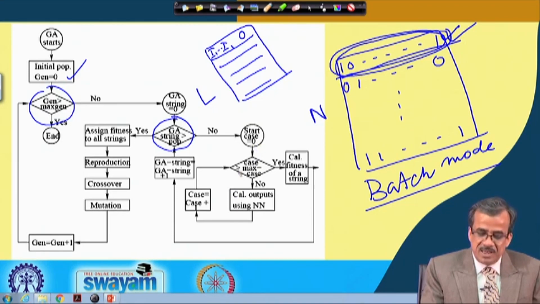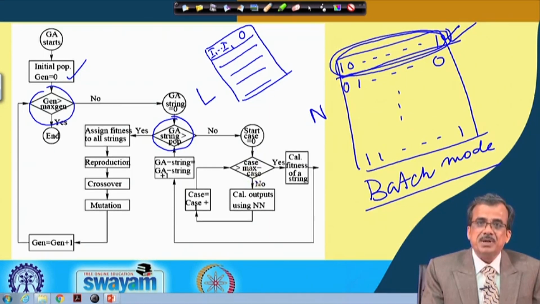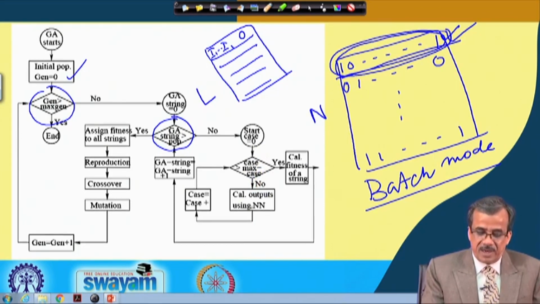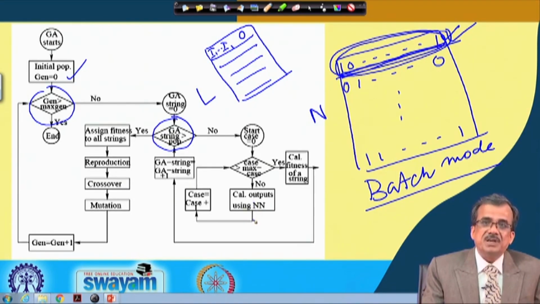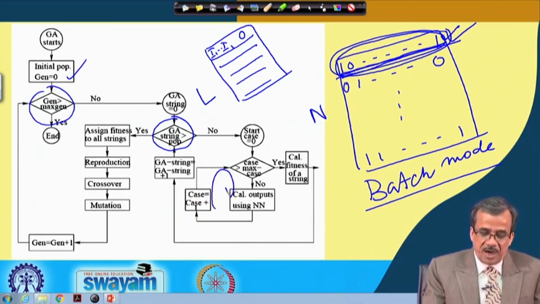For example, here I have a check whether the training case is greater than the maximum case, that is the maximum number of training scenarios. Now, if it is no, then we calculate the output of the neural network. As I told, this neural network is indicated by this particular GA string. So, we will be getting the output of this network and we use case equals to case plus 1. That means I am just going to pass all the training scenarios one after another.